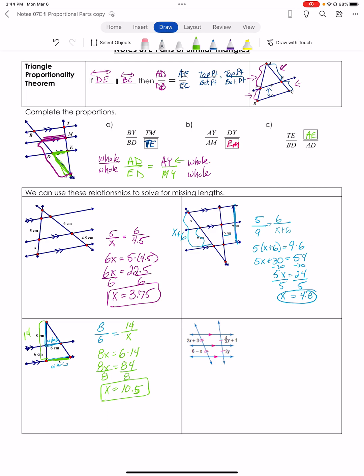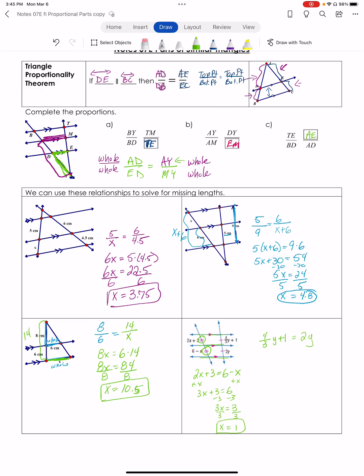And this one's just kind of a trick question. It just has some algebra. Now, since these lines are parallel, this is split up proportionately. Okay, but that's not what we're looking at. We're looking at those are congruent. So 2x plus 3 must be equal to 6 minus x. And also 4/3 y plus 1 is equal to 2y. So we're going to add x. 3x plus 3 is equal to 6. Subtract 3. 3x is equal to 3. Divide by 3. x is equal to 1.